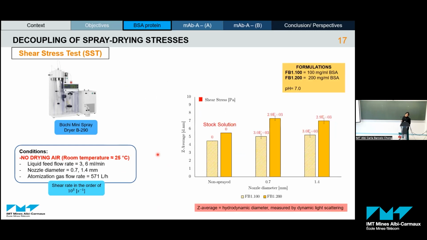From the results obtained in this test, in terms of aggregation measured by dynamic light scattering, the impact of the shear stress for a lower protein concentration, in this case 100 milligrams per ml, is very, very slight, while for a higher concentration we can observe a slightly higher impact of the shear stress on the protein aggregation.